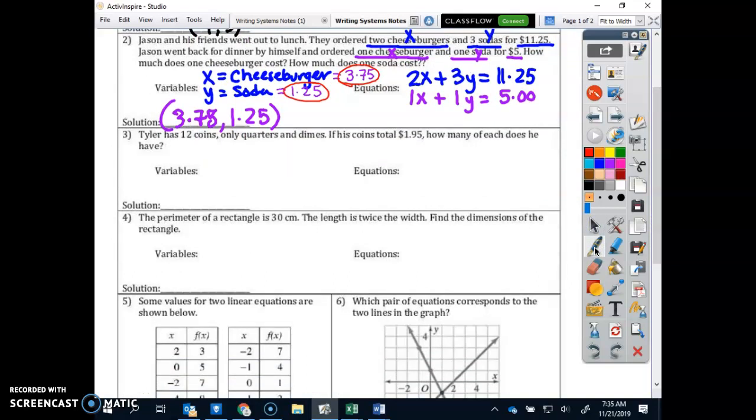This one you really have to pay attention to. Okay? It says Tyler has 12 coins. Only quarters and dimes. So 12 coins in total, quarters and dimes. Okay? His coin total is $1.95. How many of each does he have? So they didn't give us a lot of information, but we're going to work with what we have. They're talking about quarters and dimes. So I'm going to say quarters are my X and dimes are my Y. So write it down. X is the quarters and Y is my dimes.